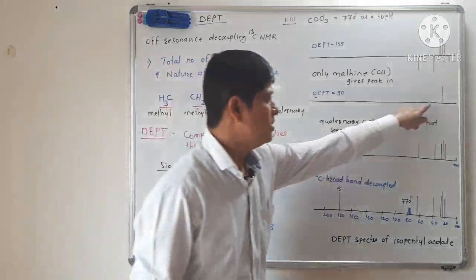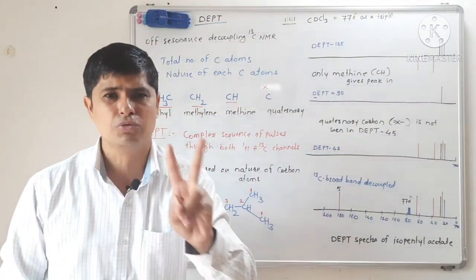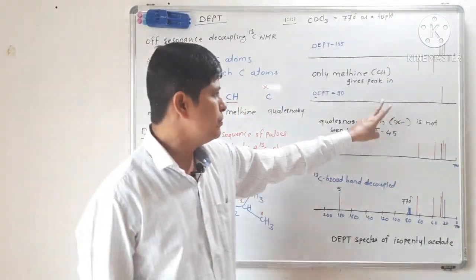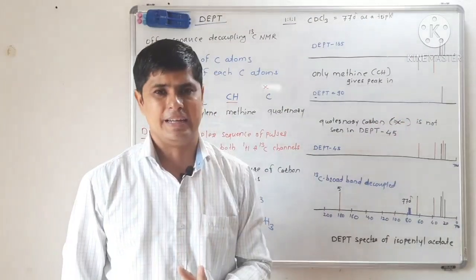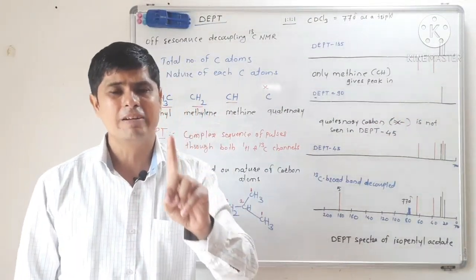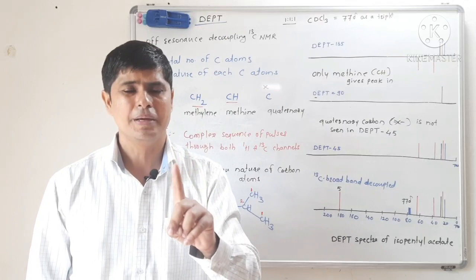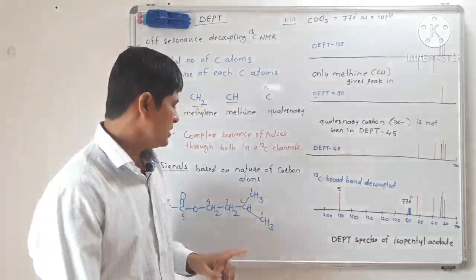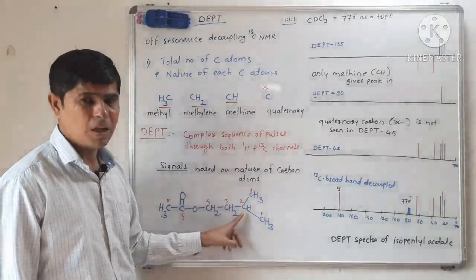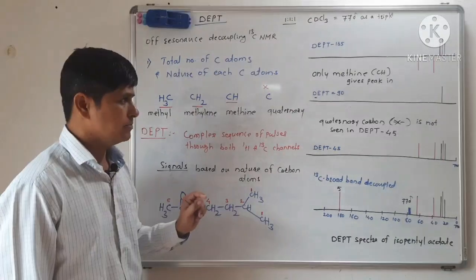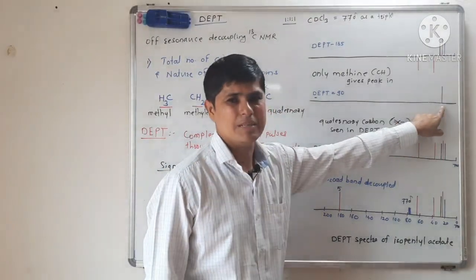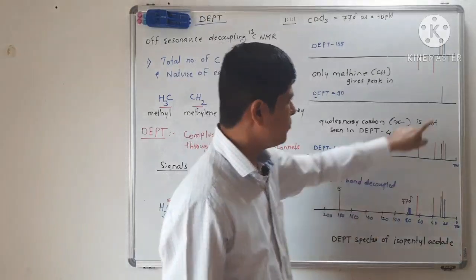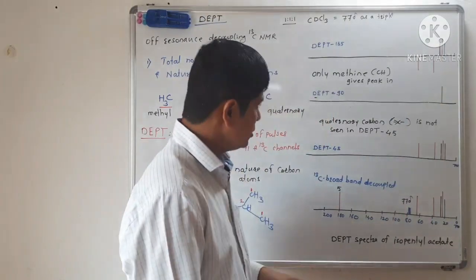That means if the sample is having 5 methine carbons, 5 CH, then you will see 5 peaks here. If the sample is having 2 CH, 2 methine carbons, you will see 2 peaks in DEPT 90. And if the sample is having only 1 CH, then you will see only 1 peak for that CH. So how many methine carbons does this sample have? Only 1. So this is the peak for methine carbon CH.